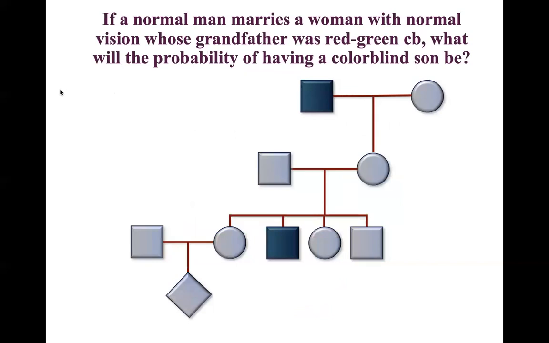Okay, so let's do this problem. We're looking down here, right? If a normal man marries a woman with normal vision, whose grandfather was red-green colorblind, what will the probability of having a colorblind son be? And so this is what we're going to do. We're going to use a different nomenclature.